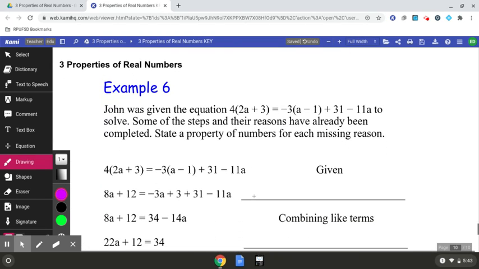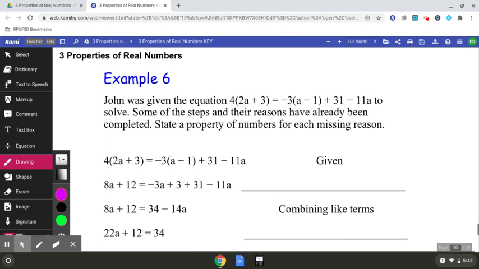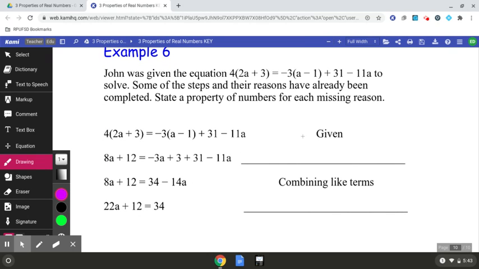Okay, example 6. John was given the equation 4 parentheses 2a plus 3 equals -3 parentheses a minus 1 plus 31 minus 11a. Whew, kind of a long equation there. Some of the steps and their reasons have been given for you. State a property of numbers for each missing reason. So same thing, guys. We are just looking to see what's changing.